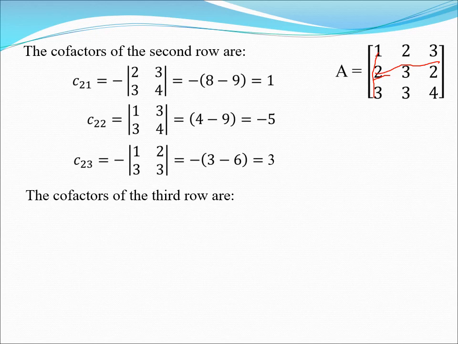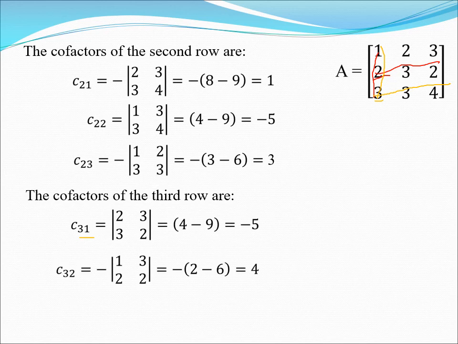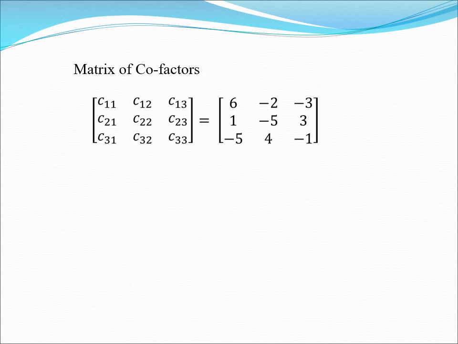Then the cofactors of the third row. C31 corresponds to the element 3 again. Deleting the row of 3 and column of 3, our resultant determinant is 2, 3, 3, 2, with -1 to the power 3 plus 1, that is 4, so it is positive, and C31 comes out to be -5. Similarly, C32 and C33 can be calculated on the same lines, and clubbing them together we get the matrix of cofactors.